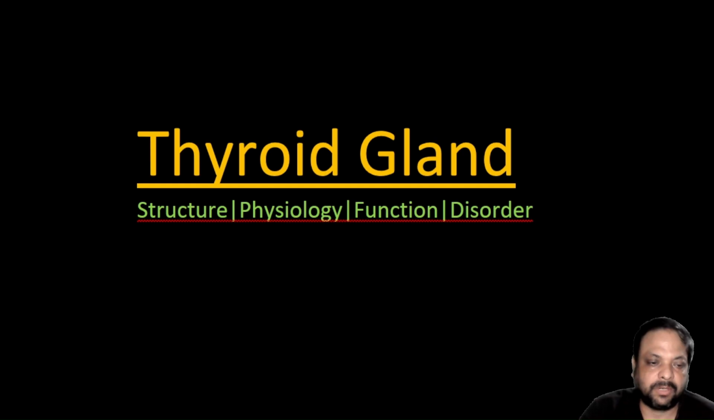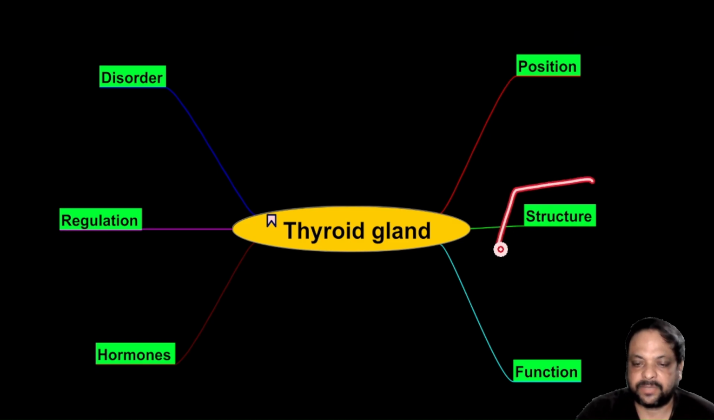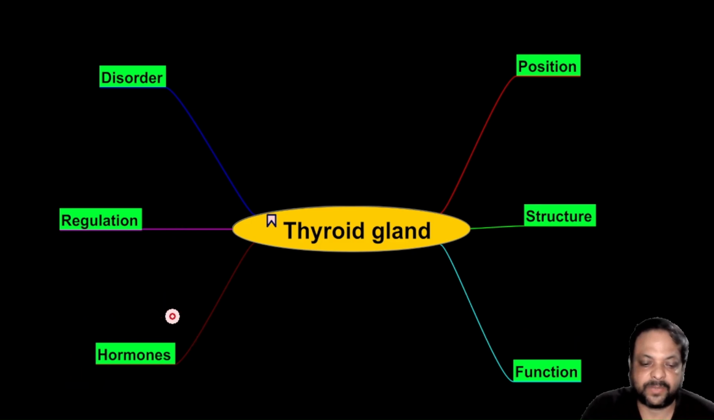Before going to the thyroid gland, first we should know what we are going to study. In this chapter we are going to deal with the position of the thyroid gland, the structure of the thyroid gland, and the function of the thyroid gland. Simultaneously we'll also study the hormones synthesized by the thyroid gland, the regulation of the thyroid gland, and also the disorders of the thyroid gland. Got it? So let's start.